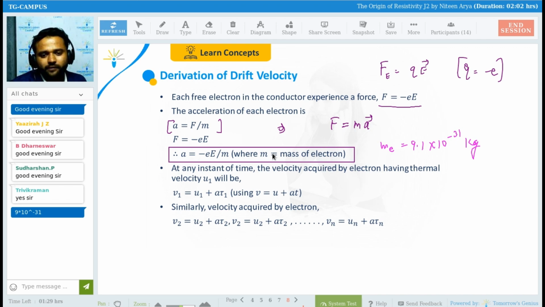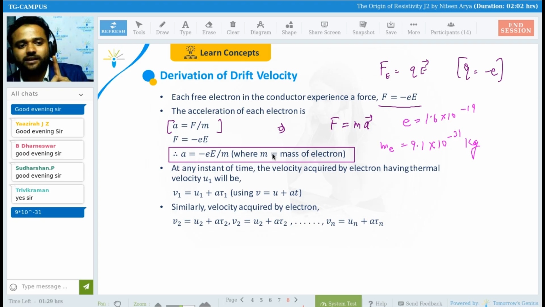Now you can see, if I divide the charge of an electron, 1.6 into 10 to the power minus 19, by the mass, 10 to the power minus 31, the order is almost 10 to the power 12. So your acceleration is going to be of the order 10 to the power 12 meter per second square. That is how fast they are moving, and that is why the moment you click the button, your fan starts and your bulb glows. If someone asks how current is established so fast, this is the reason.